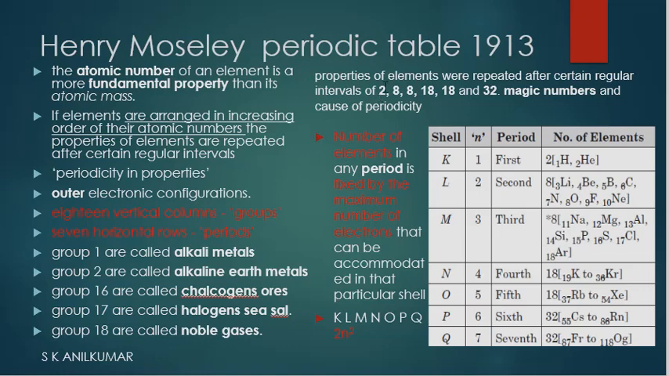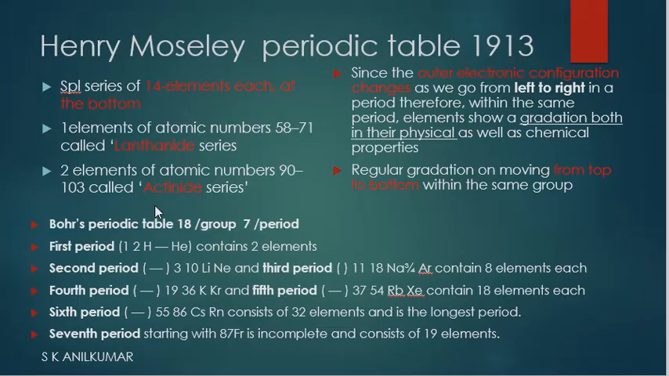So first you have 2, then you have 8, then you add another 8, it will become 18. Then you add another 18, it will become 36. Then it will become 37 to 54, 55 to 86, 87 to 118. This is how we have the 7 periods, which are the horizontal rows. So this is what Henry Moseley said.